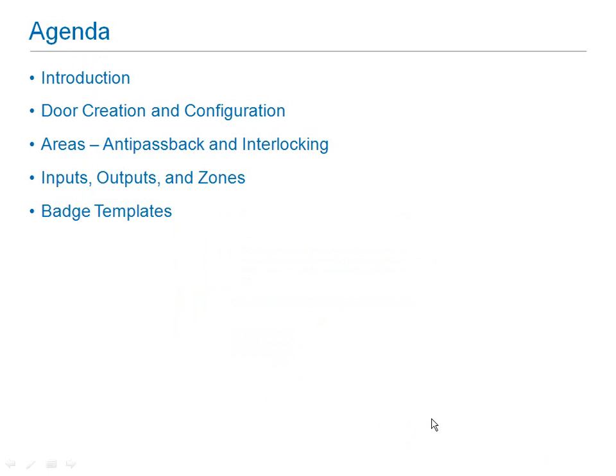Before we get started, I'd just like to take a brief minute to look at the agenda for the webinar today. We're going to start out with a very short introduction, taking a look at the goal of the webinar and the basic structure of the Access Control System and Security Center. After that, we're going to go into creating and configuring doors in the system, followed by looking at the areas, including antipassback and interlocking. We're going to take a look at how to configure and use inputs, outputs, and zones. And to end it off, we'll go over the various components of batch templates and how to design one.